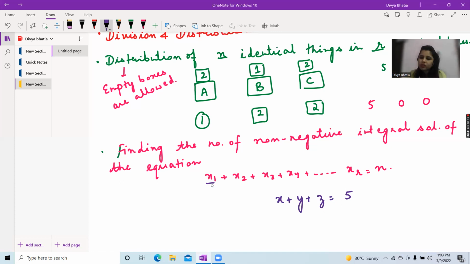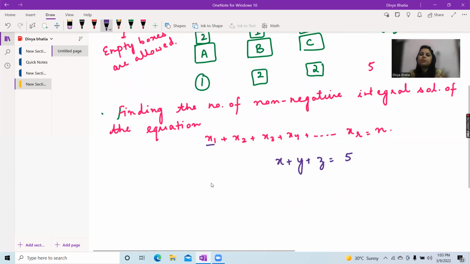Then 4, 1, 0 is also a solution, because in this problem I'm saying the value of x is 4, value of y is 1, value of z is 0. That means I'm putting 4 objects in the first box, 1 object in the second box, and 0 objects in the third box, and so on. So I can say this problem is the same as finding the number of non-negative integral solutions of this. Now, also this problem is the same as what?